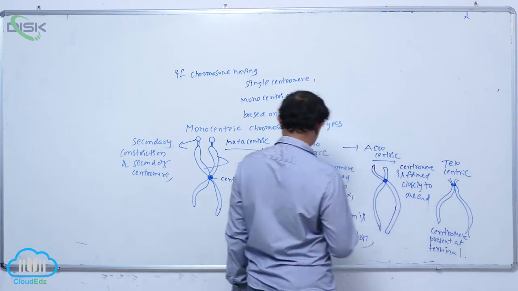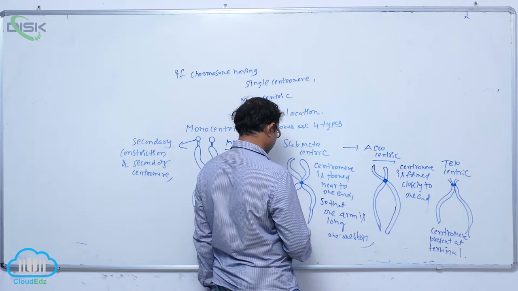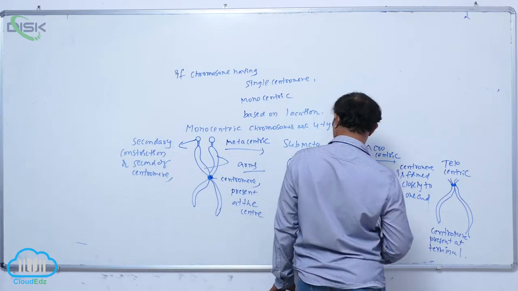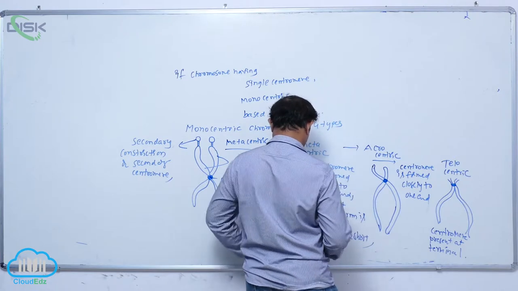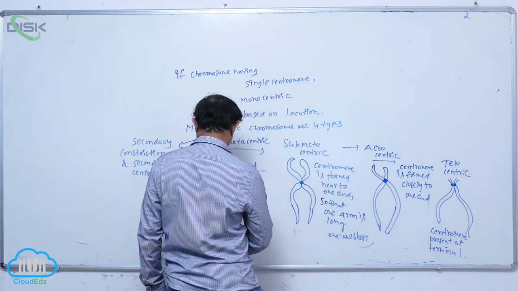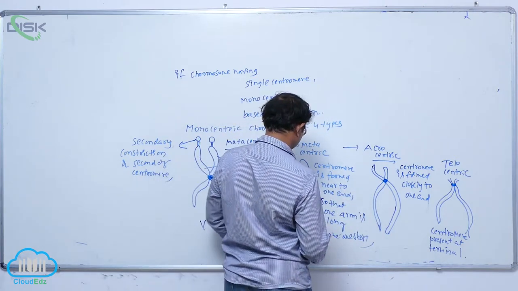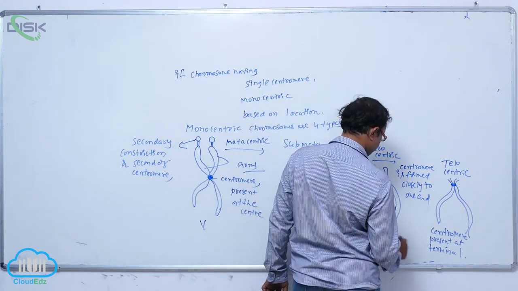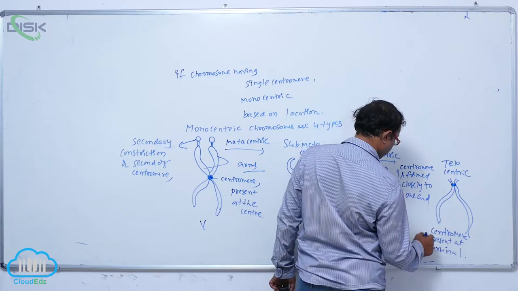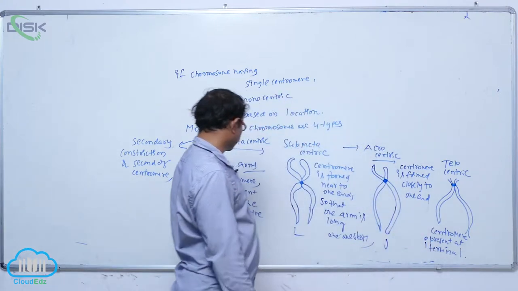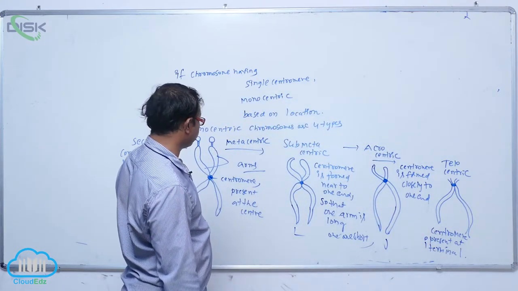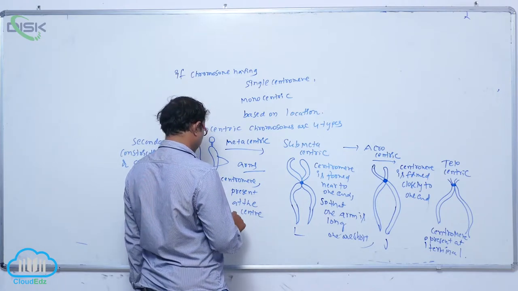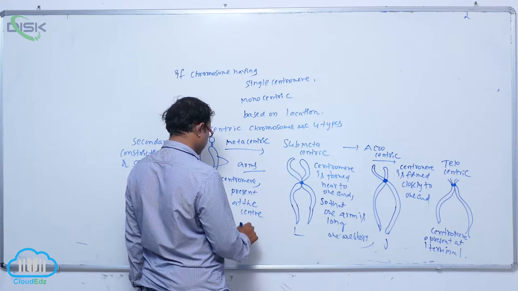Generally, the arms appear V shape in one, L shape in another, J shape in another, and I shape in another. So in total, it is known as the VLJI shape. These VLJI shapes appear at the time of anaphase.